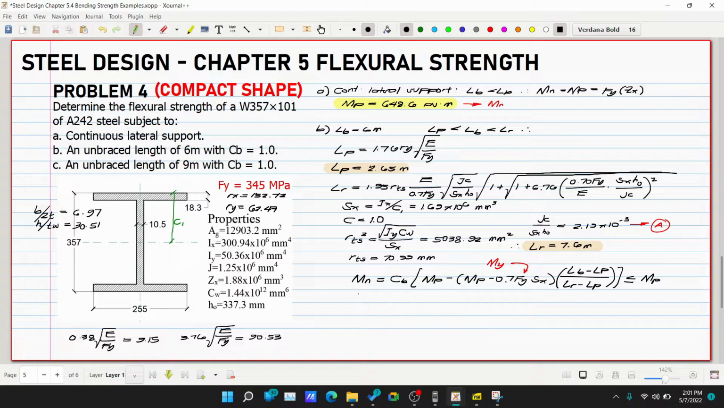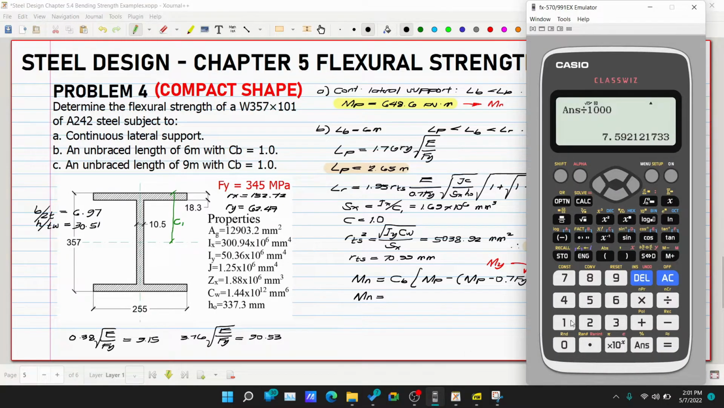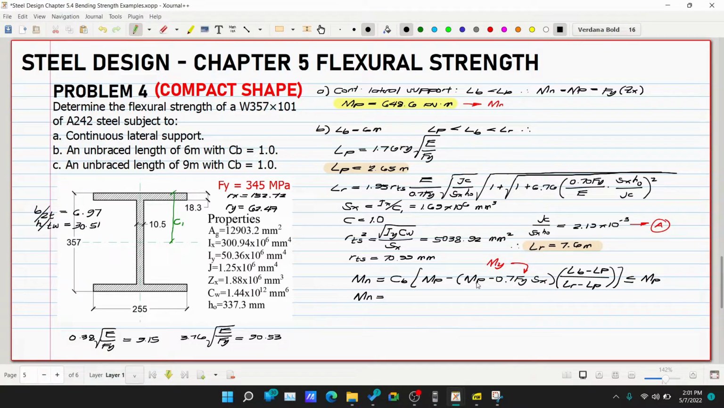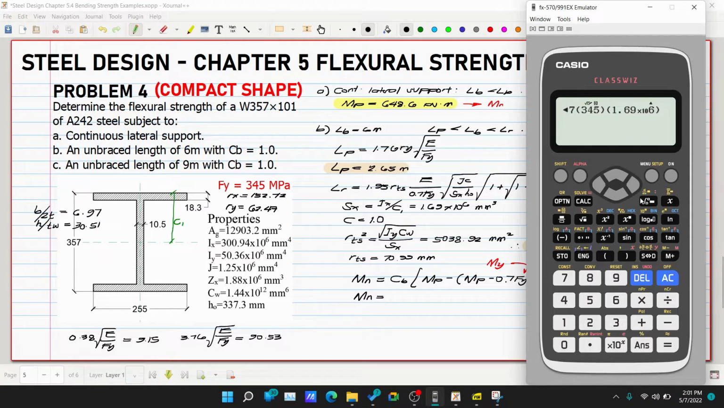So, solve natin. Meron naman tayong kompletong mga value sa lahat ng mga notations dito. CB natin is 1.0. Ang MP natin is 648.6, and dapat convert natin to into Newton millimeter. Okay, so times 10 raised to 6. Minus MP 648.6 times 10 raised to 6. Minus 0.7 of FY 345 multiplied by SX 1.69 times 10 raised to 6. Okay, check natin yung buo na to.